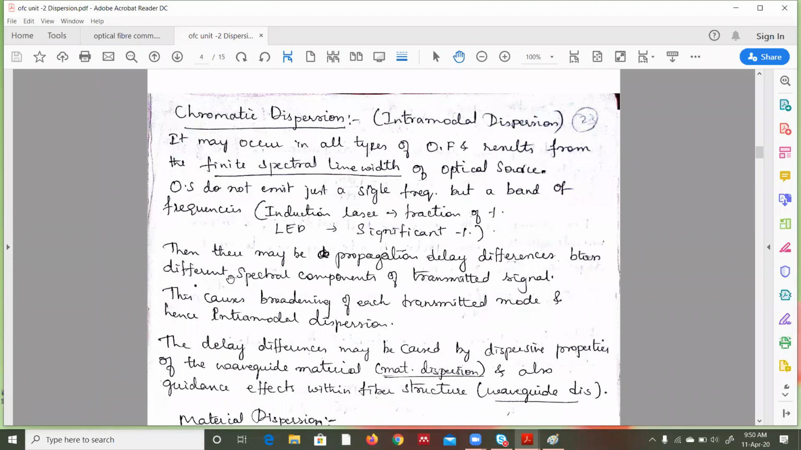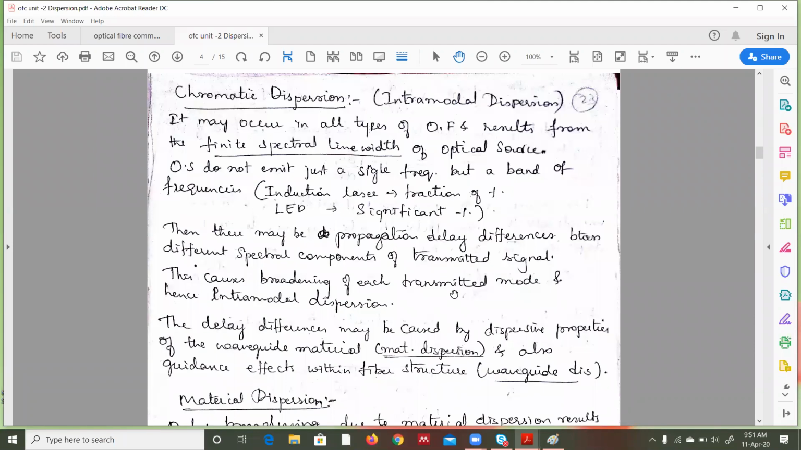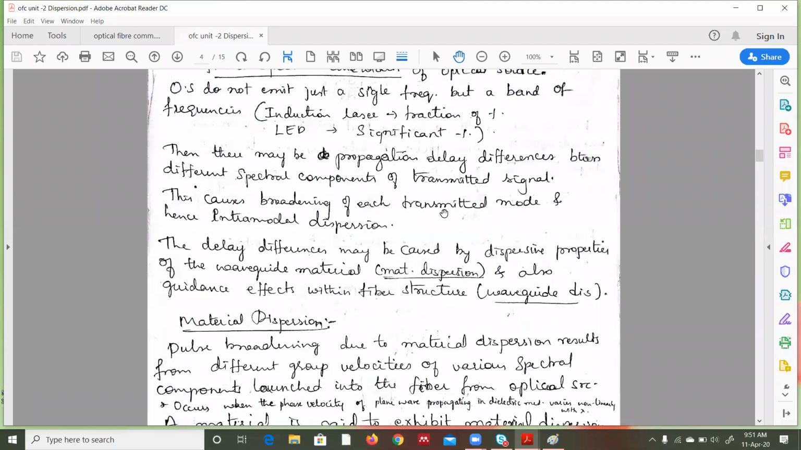So you can see here there may be propagation delay differences between the different spectral components of the transmitted signal. This causes the broadening of each transmitted mode and hence appears as intramodal dispersion. The delay differences may be caused by the dispersive properties of the waveguide material. In that case, we call it material dispersion, or these delay differences between the different spectral components can be caused due to the guidance effects within the fiber structure. In that case, we call it waveguide dispersion.